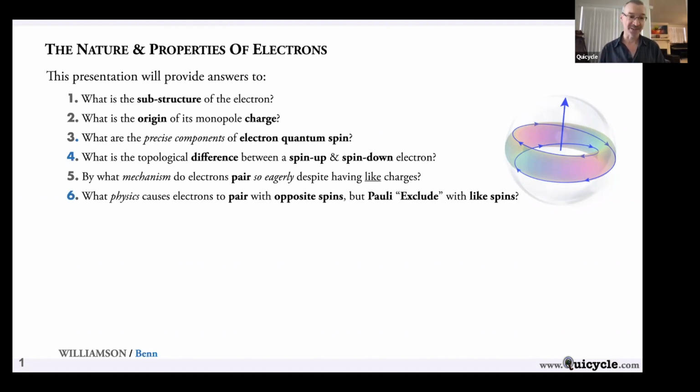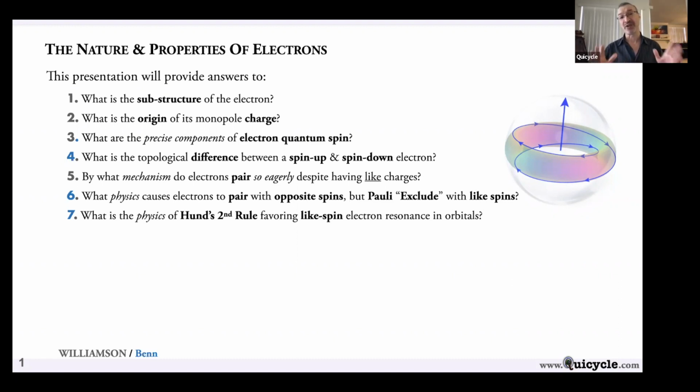What is the physics that causes electrons to pair when they have opposite spin, but to Pauli exclude when they have like spin? What is the physics behind Hund's second rule that favors electrons in the same atoms having the same spin in order to resonate together in orbitals? And what might the mechanism of matter-antimatter annihilation be?